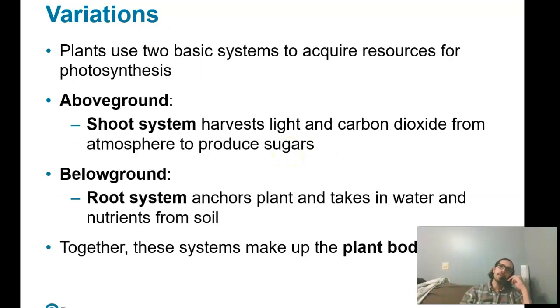Okay, so plants use two basic systems to acquire resources for photosynthesis. They have the above ground system, which is the shoot system. That's the one that will harvest the light and will also take in carbon dioxide from the atmosphere to produce the carbohydrates. And then there's the below ground system, which is the root system. This functions to anchor the plant so that it doesn't get blown over or knocked down, and it also takes in water and nutrients from the soil. So together, these systems make the plant body.